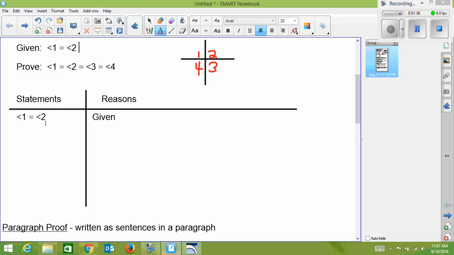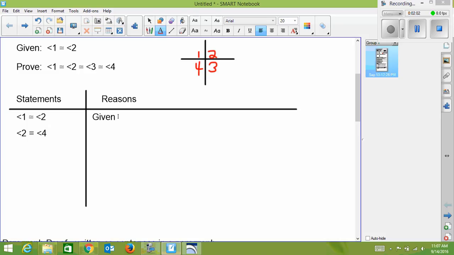Angle 1 is congruent to angle 2. And well, how do we know that? Because it's been given. So we know that much. Where can we go from there? What's the next logical step? If we know that angle 1 is congruent to angle 2, what can we then say? We could also say that angle 2 is congruent to angle 4.